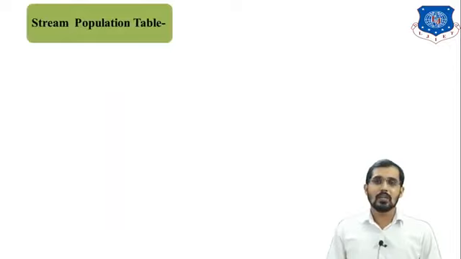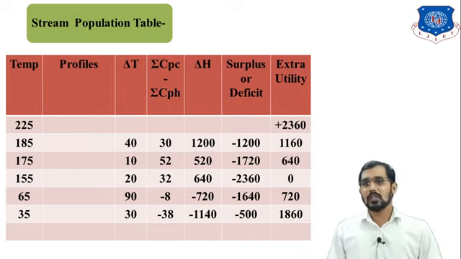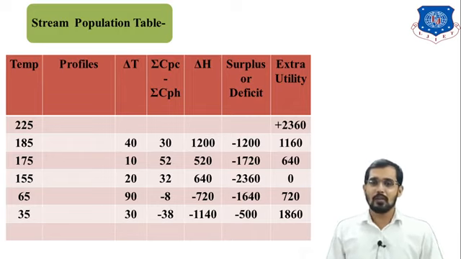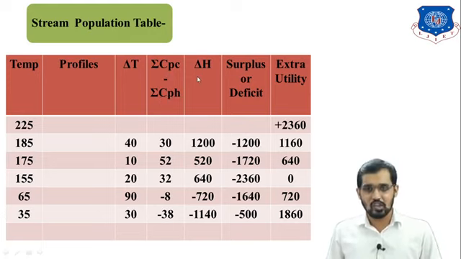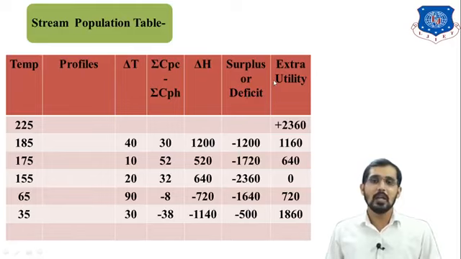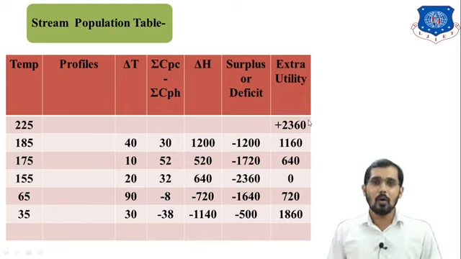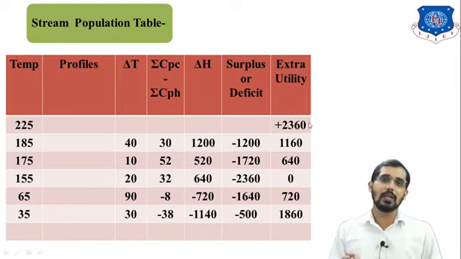Now you can see on the next screen the stream population table. How to find the stream population table? First column is the temperature, after that profiles, third column is delta T, which is the temperature difference. After that, the difference between the summation of specific heat for the cold stream minus the summation of specific heat for the hot stream. After that delta H and surplus or deficit of the heat, and the last column is the extra utility. From this column you will get the minimum hot utility requirement and minimum cold utility requirement.